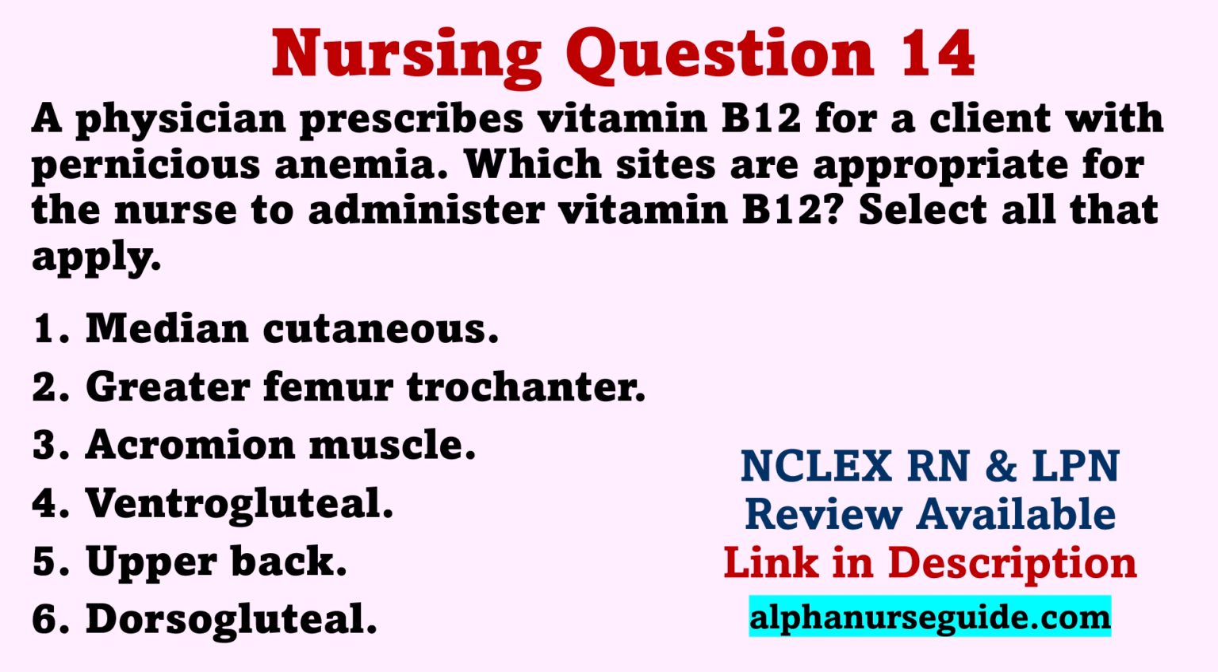The correct answers are 4. Ventrogluteal and 6. Dorsogluteal. A client with pernicious anemia has lost the ability to absorb vitamin B12 either because of the lack of an acidic gastric environment or the lack of the intrinsic factor. Vitamin B12 must be administered by a deep intramuscular route. The ventrogluteal and dorsogluteal locations are the most acceptable sites for a deep intramuscular injection. The other sites are not acceptable.